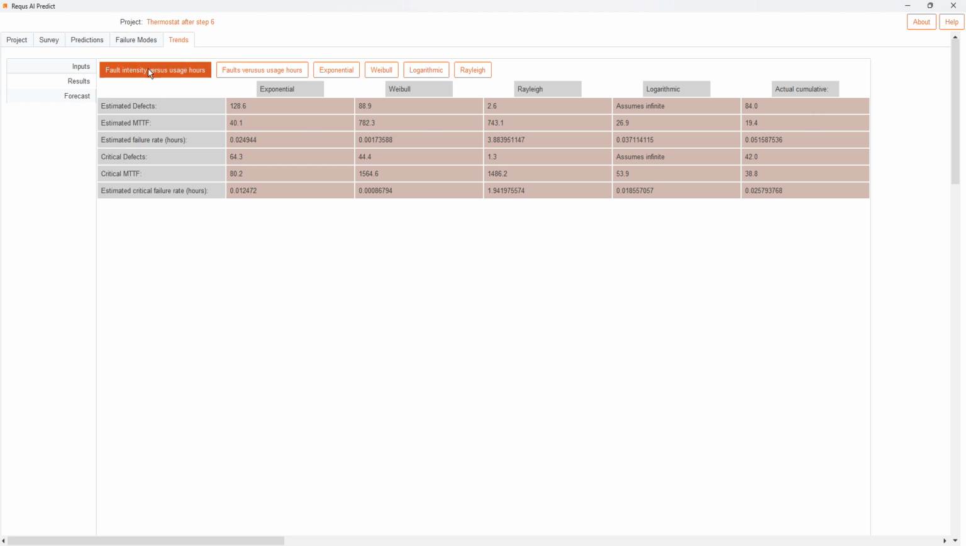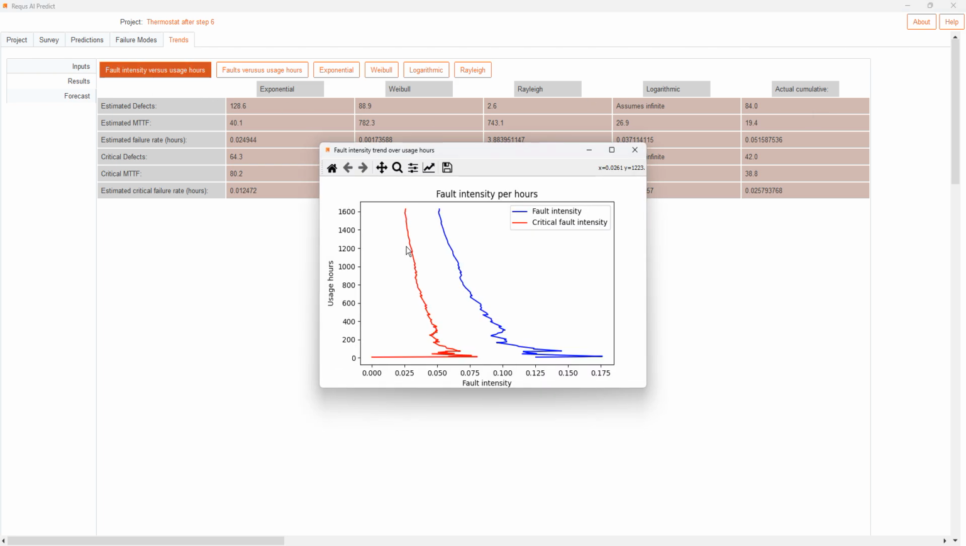Okay, the first thing we want to do is look at our fault intensity versus usage hours. Fault intensity is just simply the unique defects divided by the usage hours, and the cumulative unique defects divided by cumulative usage hours. You can see the blue is the total fault intensity and the red is the critical fault intensity. Now, if we look here, the first data point is way out here to the right. So initially the fault intensity was 0.175. Now it's down to about 0.519.